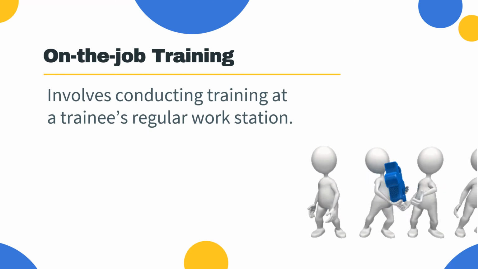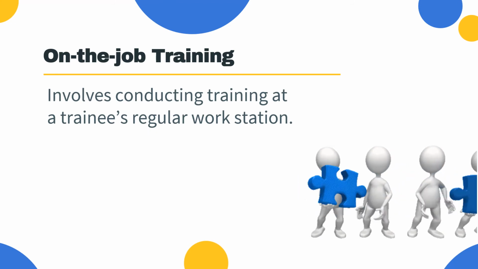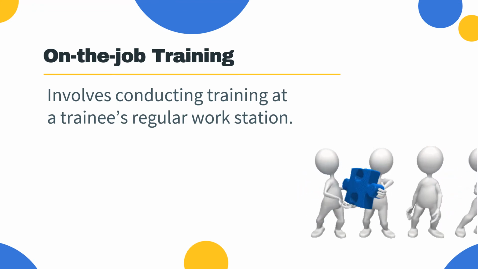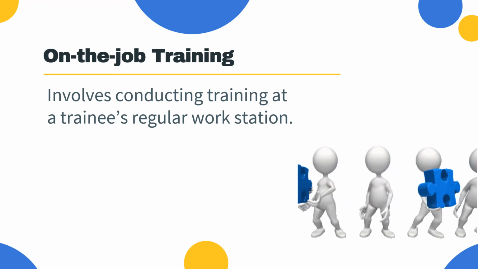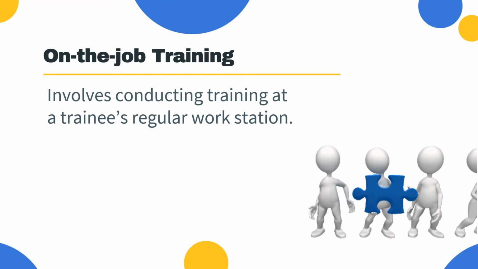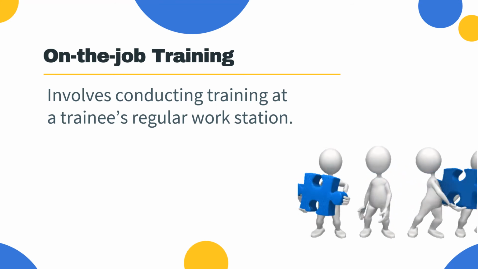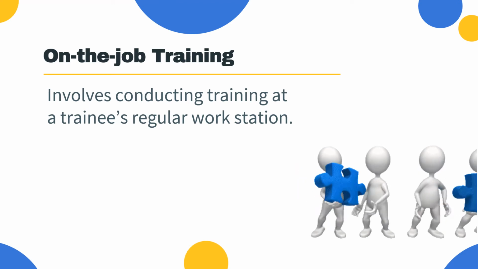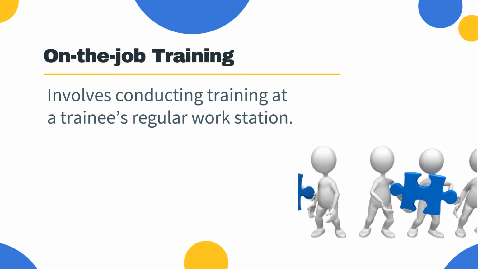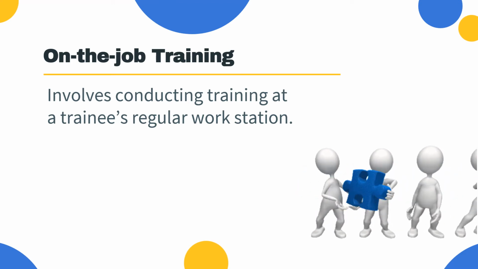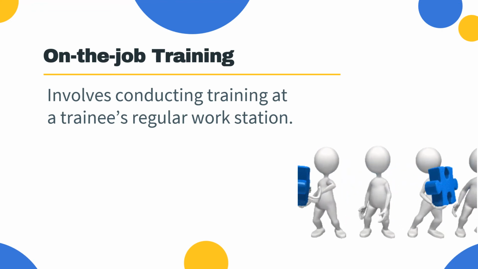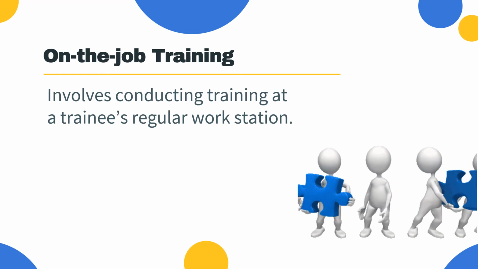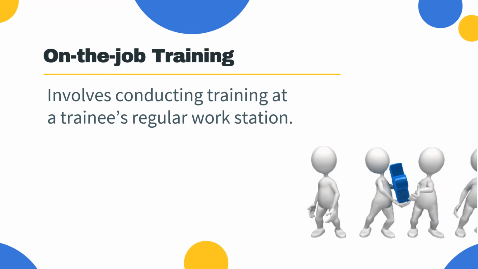So on-the-job training involves conducting training at a trainee's regular workstation. This is the most common form of training. Most employees receive at least some training and coaching on the job. Virtually any type of one-on-one instruction between coworkers or between the employee and supervisor can be classified as OJT.